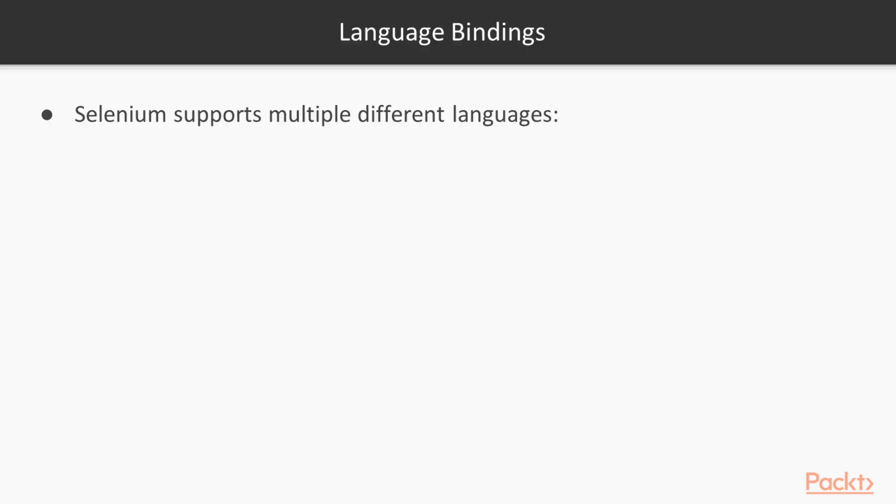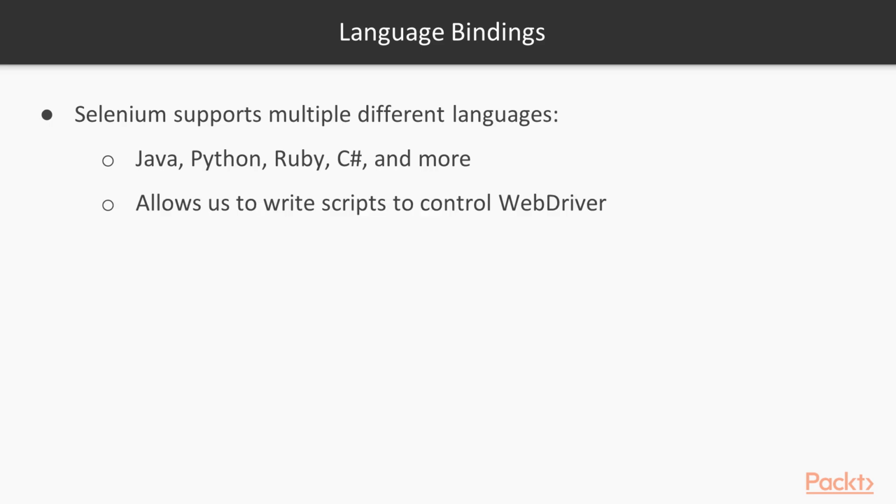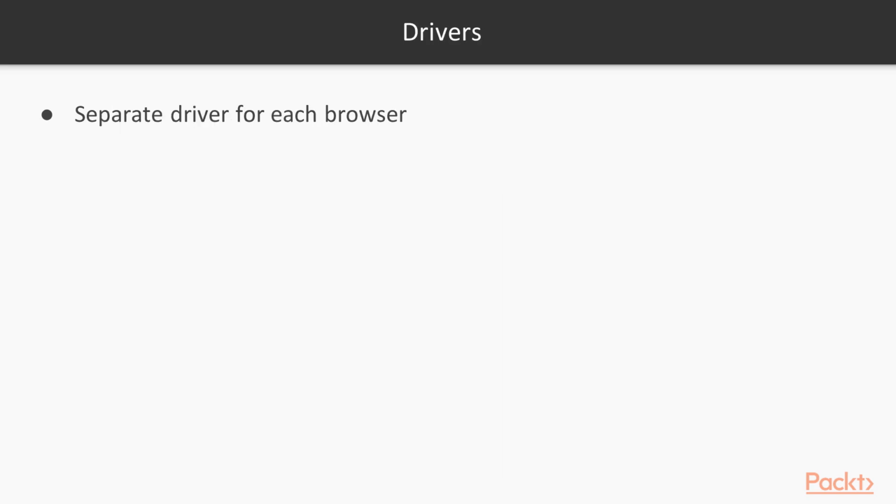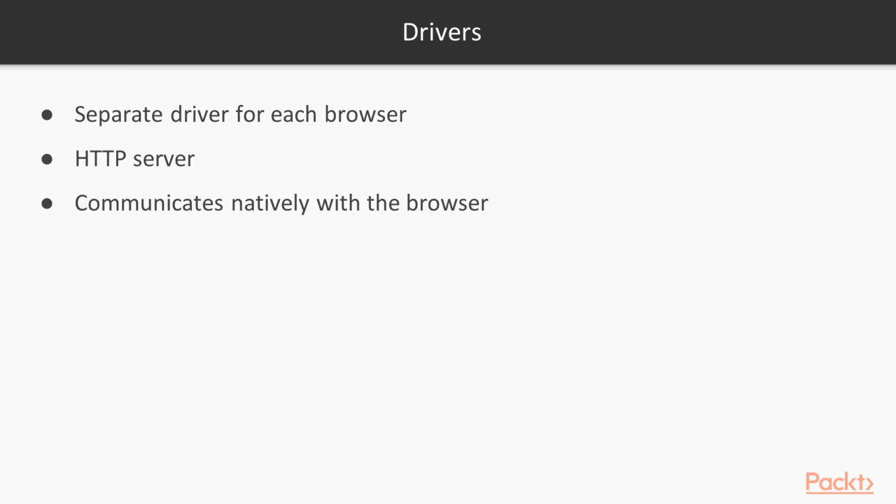So let's look at one of those layers, language bindings. Essentially, Selenium supports multiple different languages. These are things like Java, Python, Ruby, C#, JavaScript, and more. And essentially, these allow us to write scripts to control an instance of WebDriver. And another layer are the drivers. These are a separate driver for each browser. And you can think of this as just an HTTP server. Essentially, it communicates natively with the browser, and it abstracts away the complex internal API of that browser.